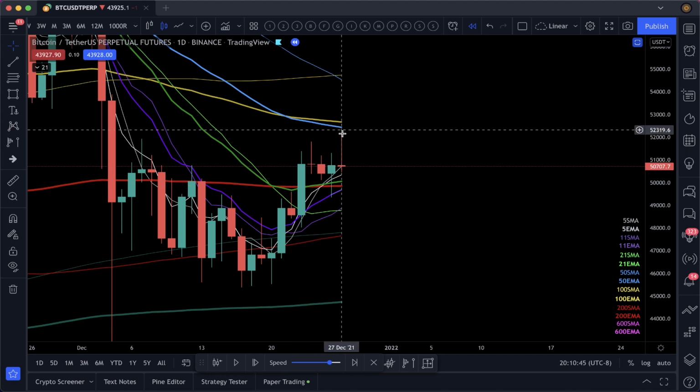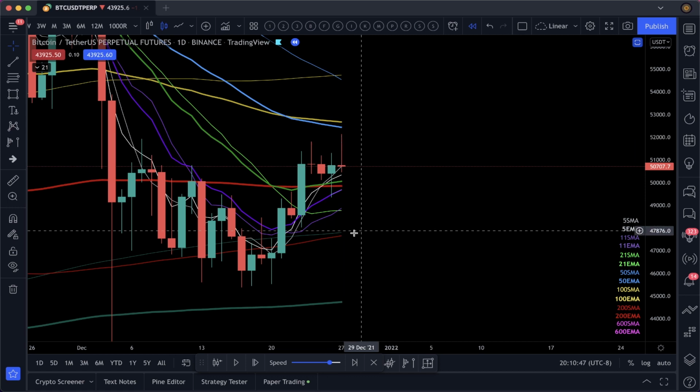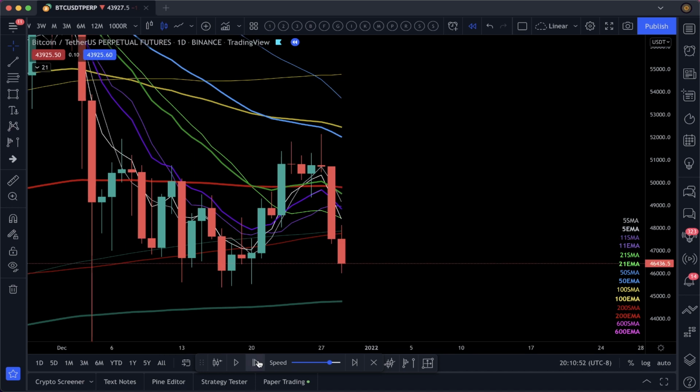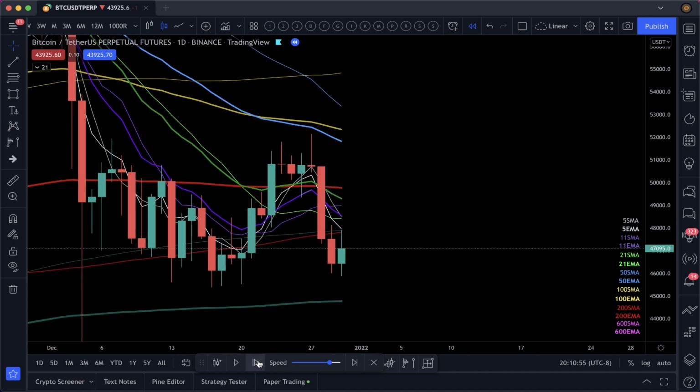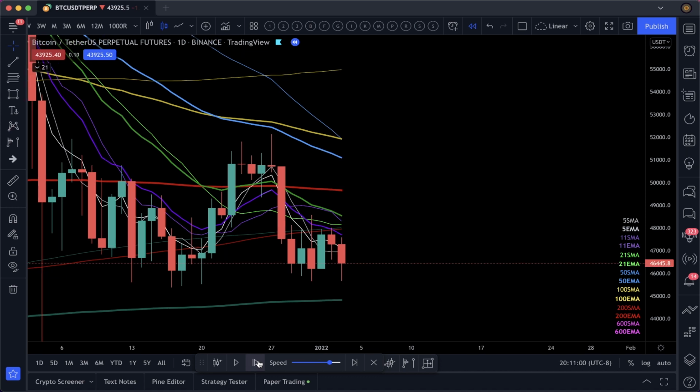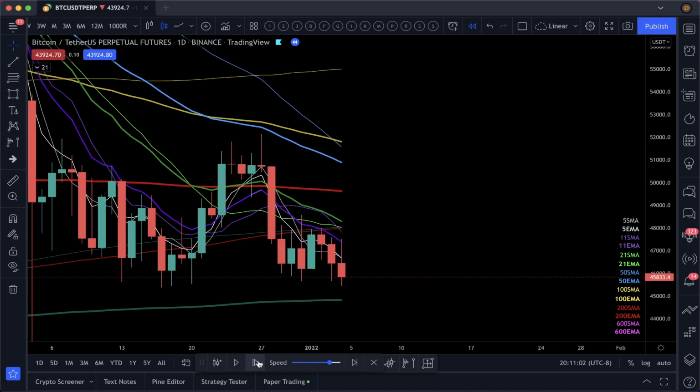On the shorter time frame, I literally shorted the top here. And bam. We also just got the blue 50 EMA crossing below the yellow 100 EMA.